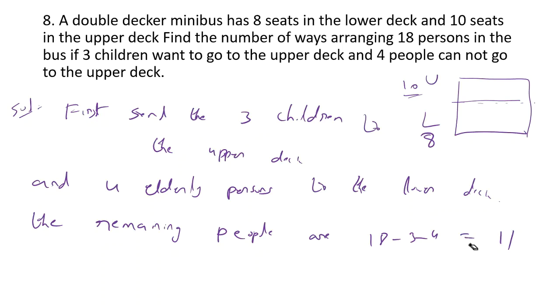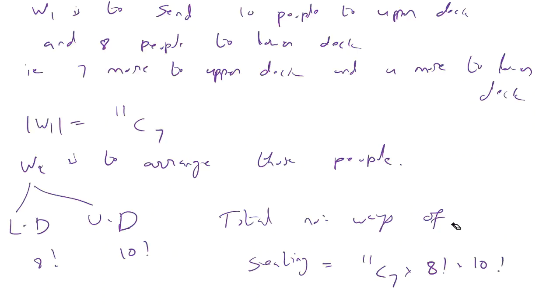So after grouping, we are arranging. First we are sending 10 people to the upper deck, and those 8 people will be standing in the lower deck. After that we will arrange those 10 people in the upper deck in 10 factorial ways and we can arrange those 8 people in the lower deck in 8 factorial ways. So the number of ways of seating is equal to first distribution and then arrangement. Distribution can be done in 11 choose 7 ways and arrangement can be done in 8 factorial times 10 factorial ways.